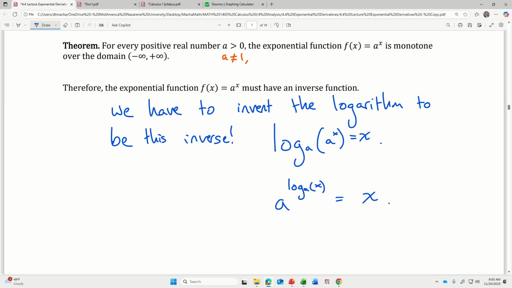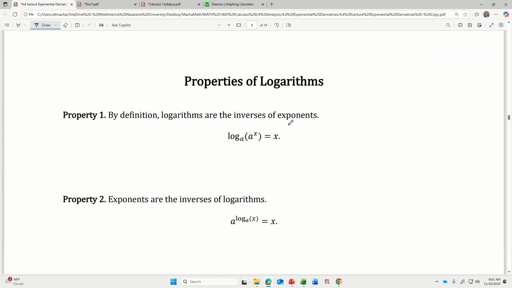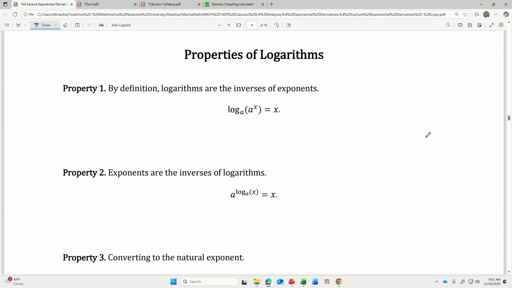We don't know. It's not a polynomial. It's not a root. We're going to have to make up a function to be this inverse function. And we'll just call it the logarithm, and we'll use this notation for it. So it's a purely man-made invention in order to give this exponential function an inverse. So when we say properties of logarithms, by definition, logarithms are the inverses of exponents, and that explains properties number 1 and 2. I compose two inverse functions, I get back the identity function.